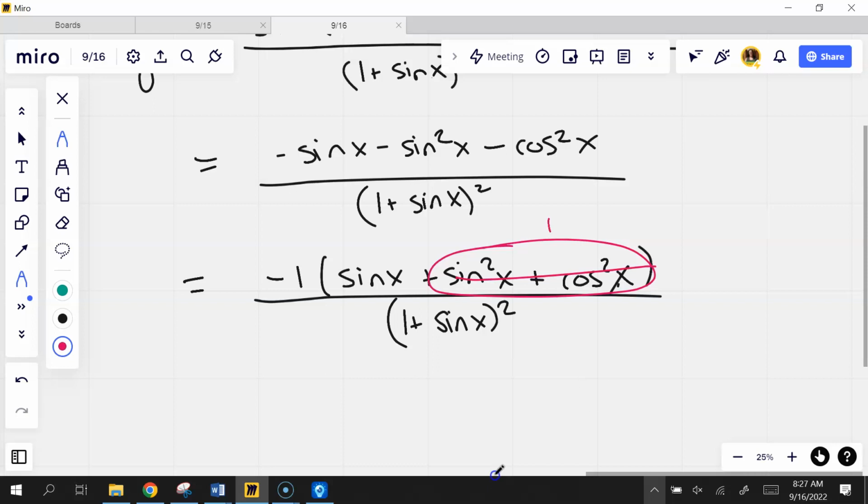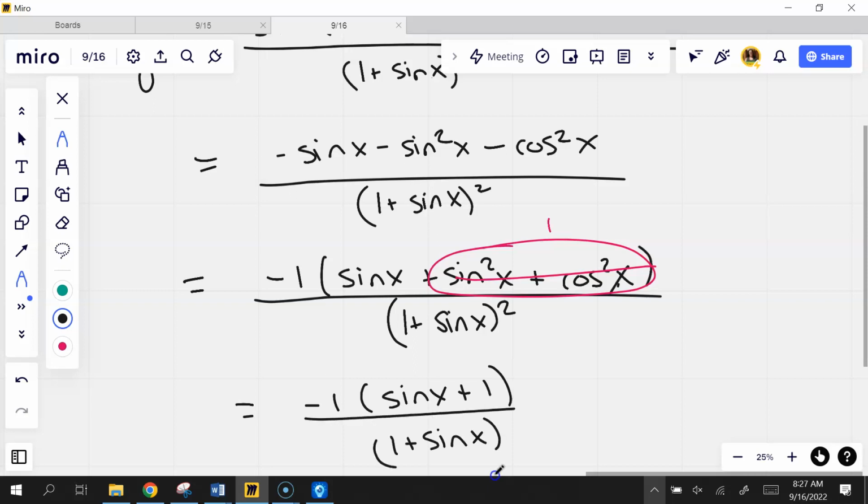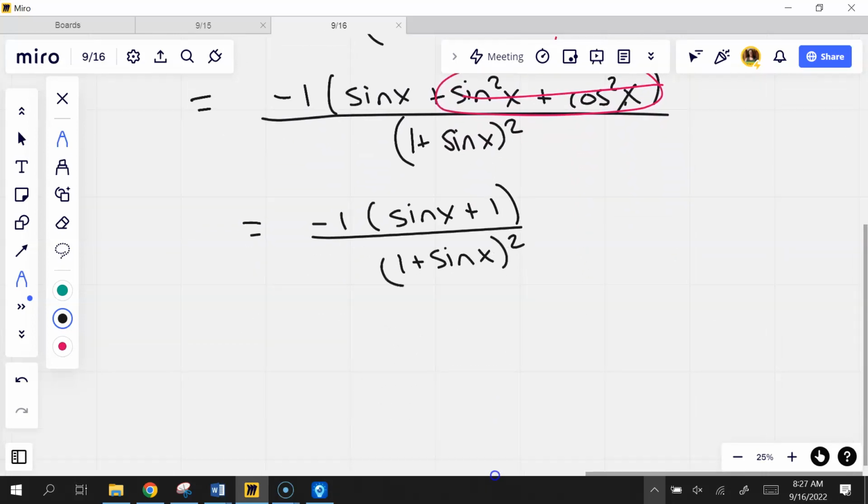So really this is negative 1 times sine x plus 1. So now if I put that negative 1, but actually I don't even have to put that negative 1 back through, because look, these are the same, right? I got one of them up top, 2 of them in the bottom. So it just leaves me with negative 1 over 1 plus sine x. That makes sense?